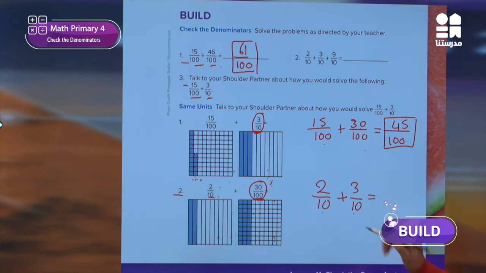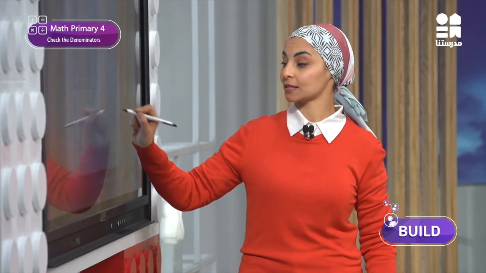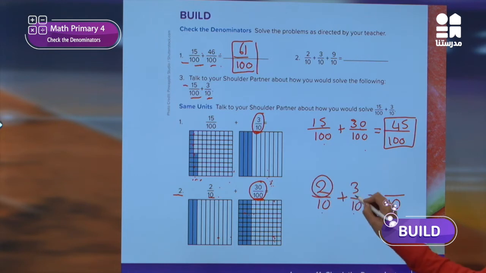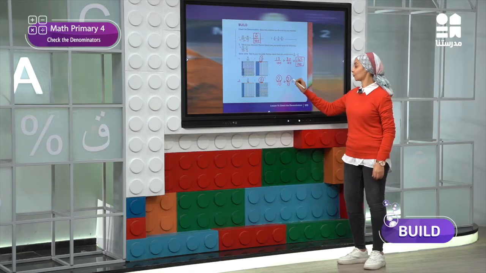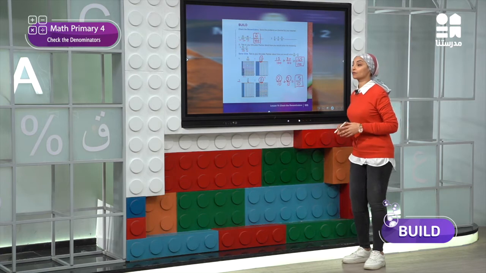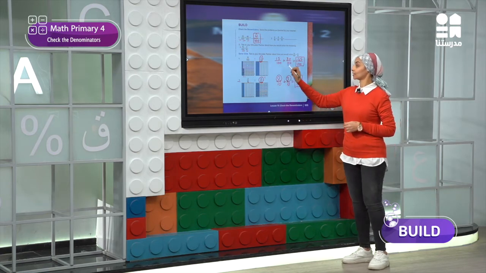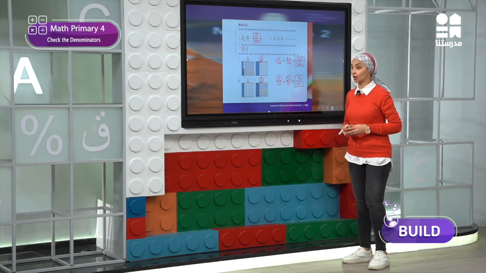خلاص احنا هنا we have the same denominator. يبقى how can I solve it؟ I will keep the denominator as it is وكل اللي أنا هعمله هعمل add لل numerators only. So 2 plus 3 gives me 5. The answer is 5 over 10. Or you can solve it in the same way as problem number 1. Okay? نخلي denominators الاتنين يبقوا 100.